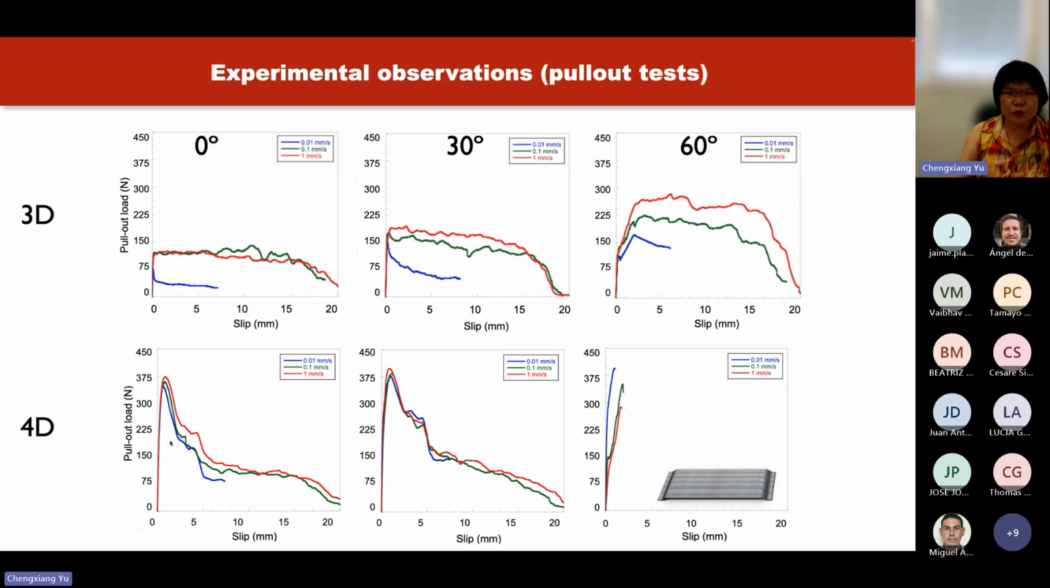What you can see is that for 3D fibers, as the inclination angle increases, we have a higher pull-out load for the second part, I would say. While for the 4D fibers at 0 degrees, you can see that we still have a brittle behavior. While at 60 degrees, most of the fibers have not broken before being pulled out.